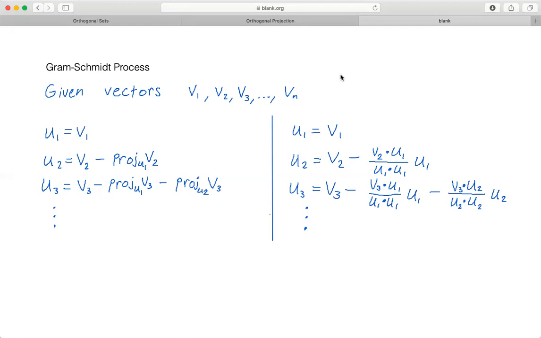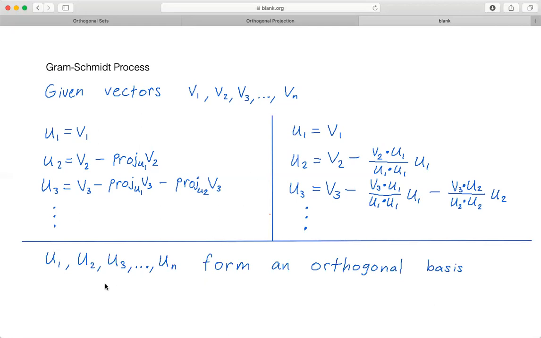And what the Gram-Schmidt process does, after you apply it to this set of vectors, is that u1, u2, u3, all of those u vectors, will form an orthogonal basis. And that's the goal of the Gram-Schmidt process. These original vectors did not form an orthogonal basis. They may have formed a basis, but it was not orthogonal. Orthogonal is the key word here.